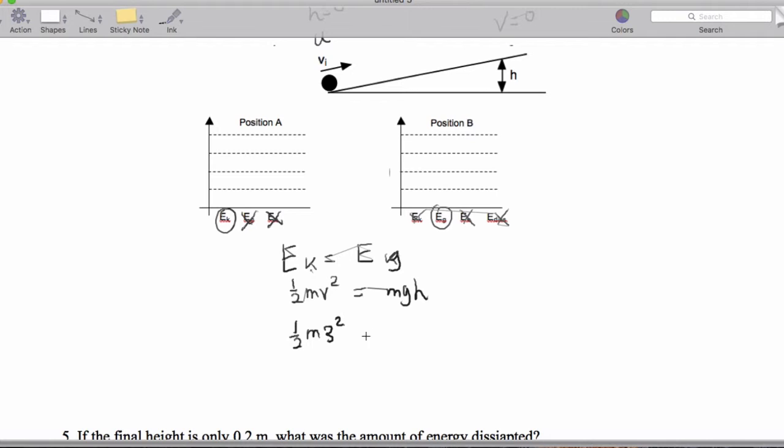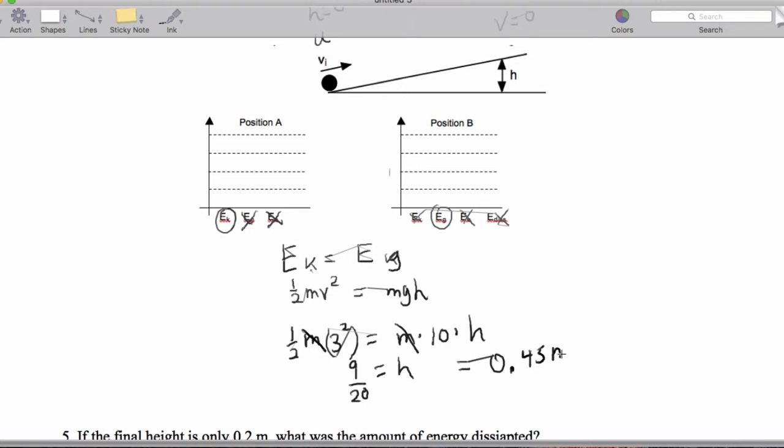1/2 times m times 3 squared equals m times 10 times our unknown h. But look, m cancels on each side when we divide. So we're going to end up getting 9/20 equals h. And when we simplify that, that's going to be 0.45 meters.